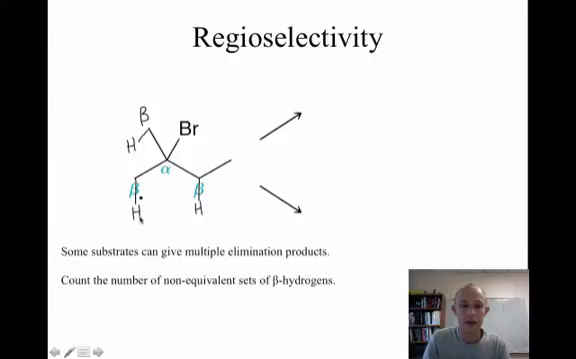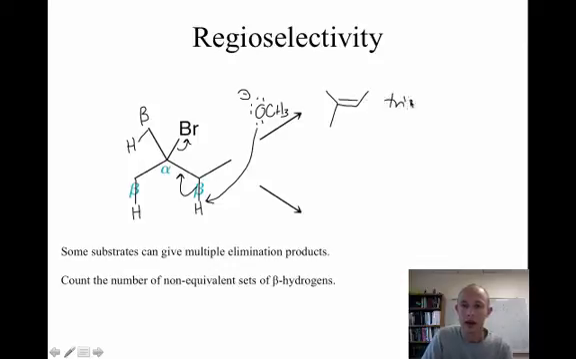Notice that if we lose this hydrogen or this hydrogen, we get the same alkene product, which would be a di-substituted alkene. But if we lose this hydrogen, we're going to form a tri-substituted alkene. And what we're going to find is that with a small base, like methoxide or hydroxide, the more stable alkene is going to be preferred because it's lower in energy. So we're going to pull off this hydrogen, lose the bromide. So the product is the more stable tri-substituted alkene. That's with a strong, small base.